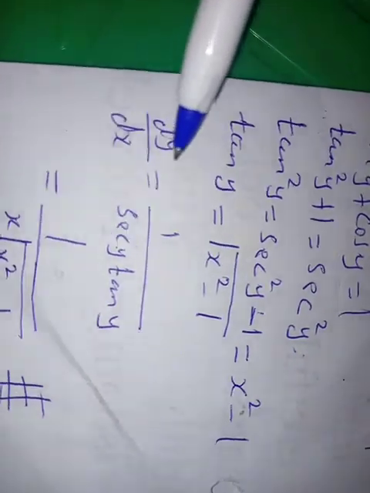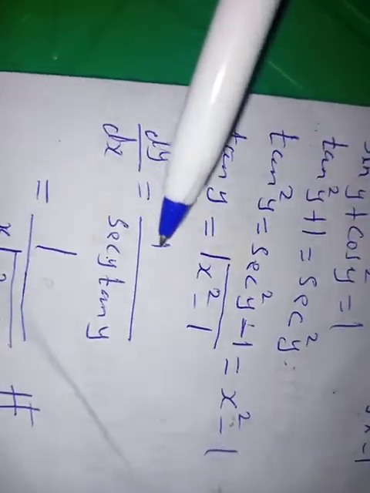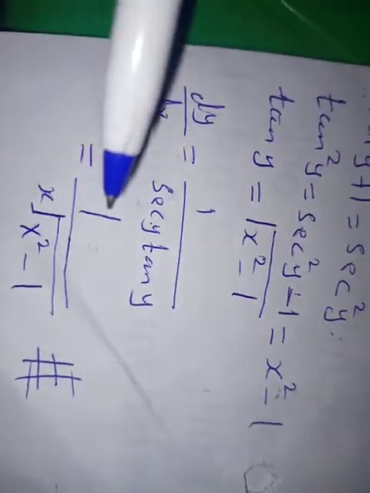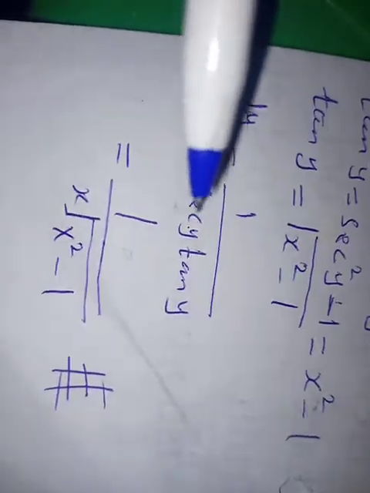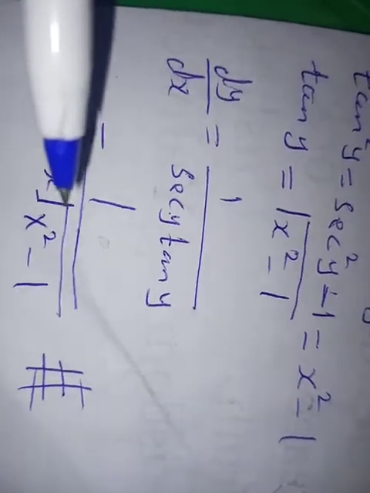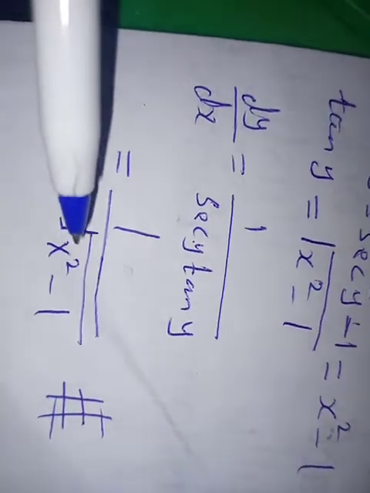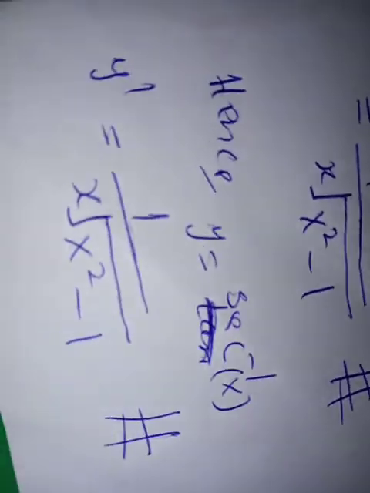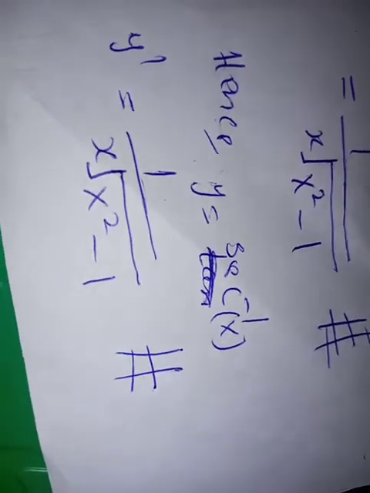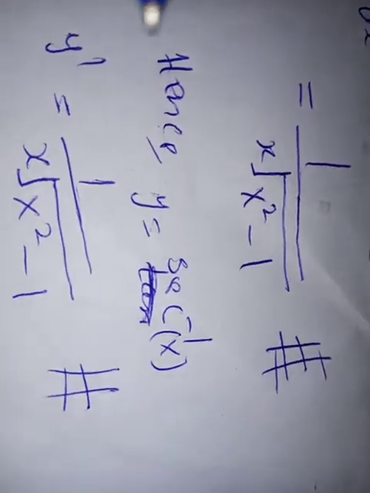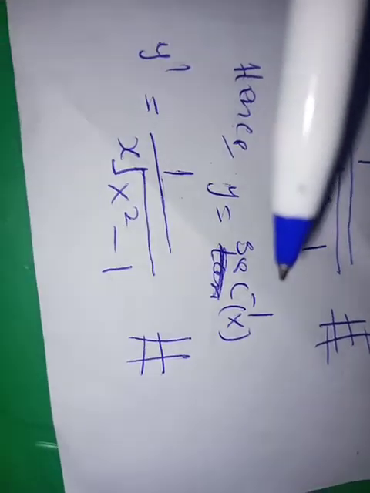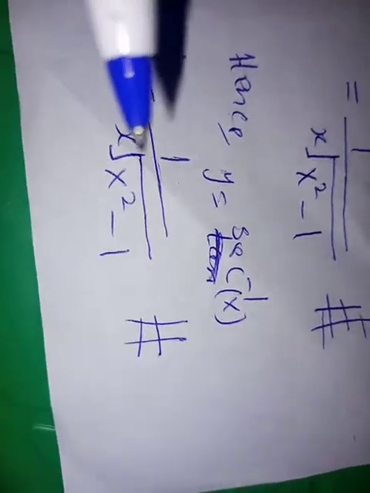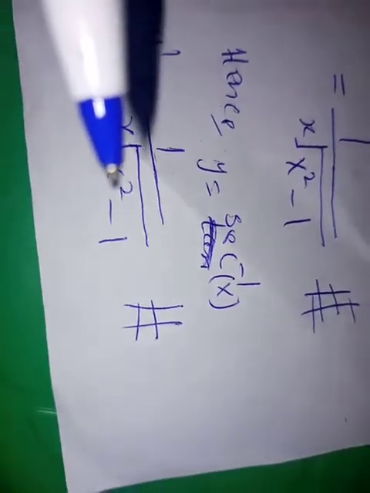Then we substitute. Dy over dx is equal to 1 divided by sec y multiplied by tan y. So when we substitute, where you have the sec y, you substitute with x multiplied by the square root of x squared minus 1. So that is the end of the proof. Hence, given the function y is equal to sec inverse x, y differentiated will be equal to 1 over x times the square root of x squared minus 1.